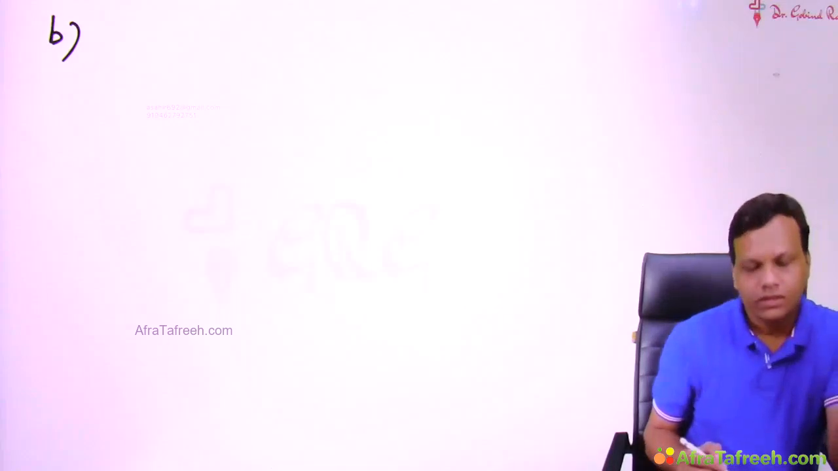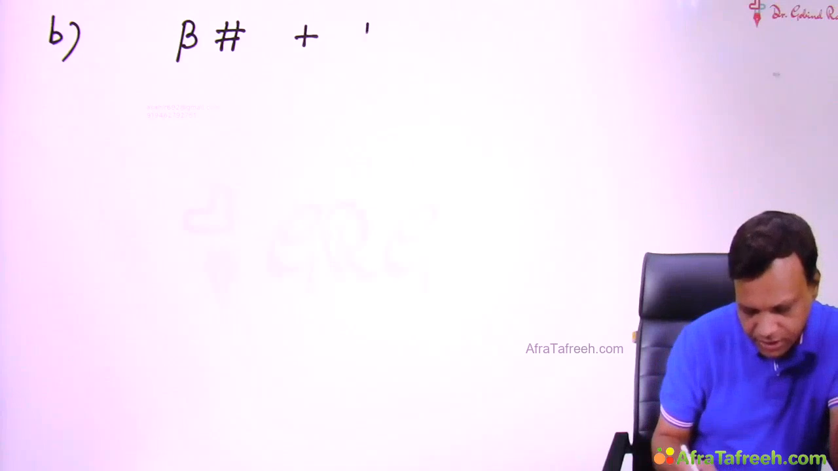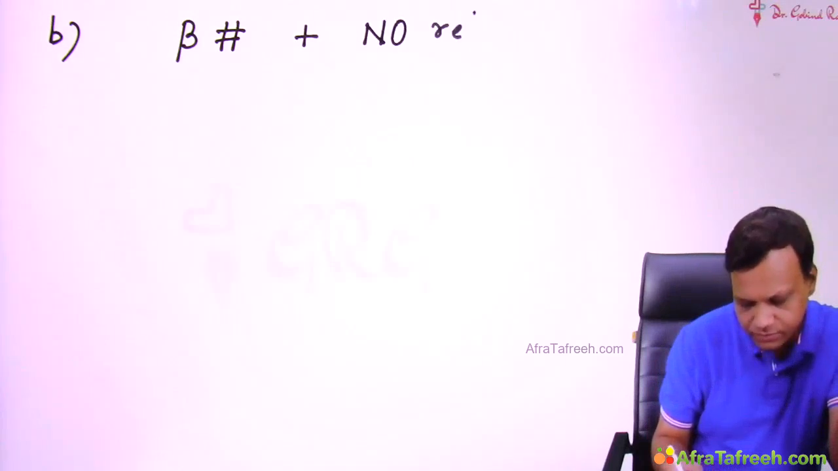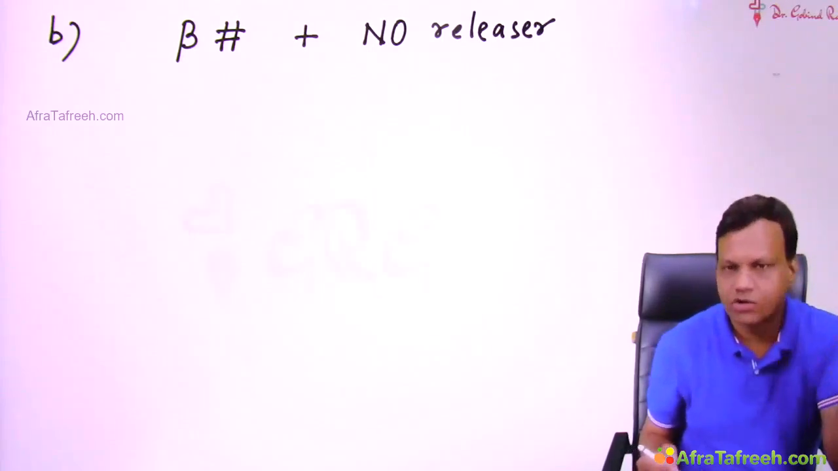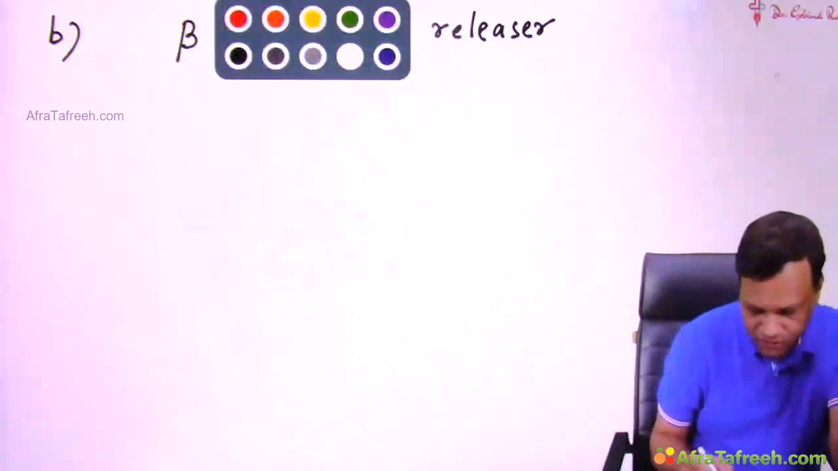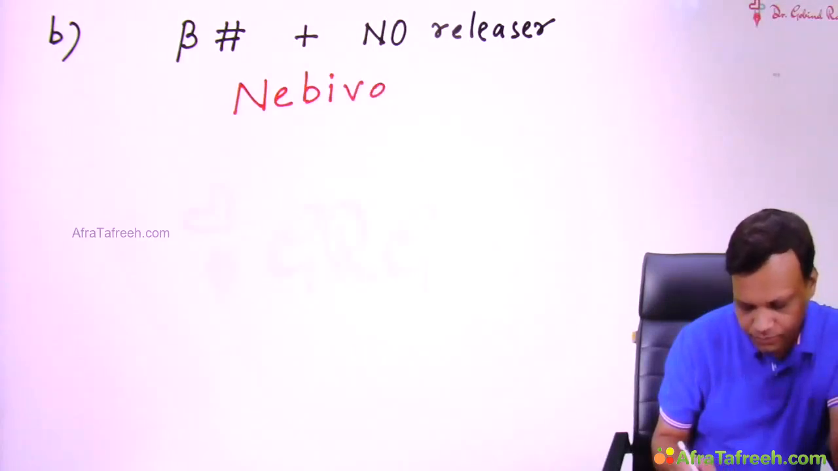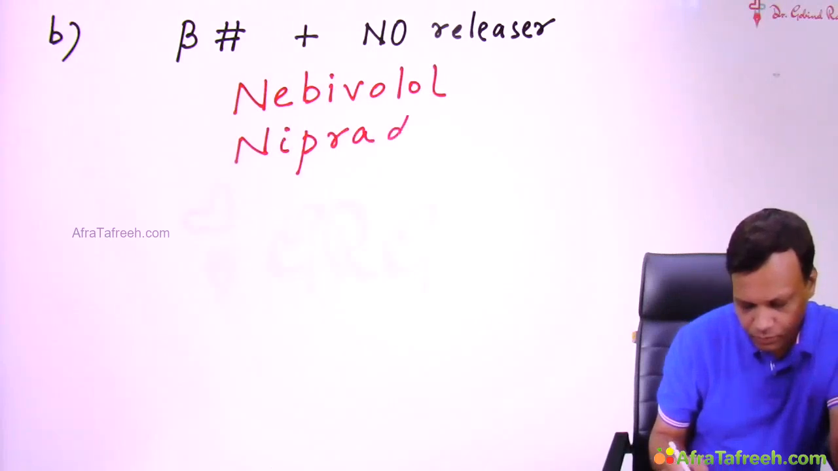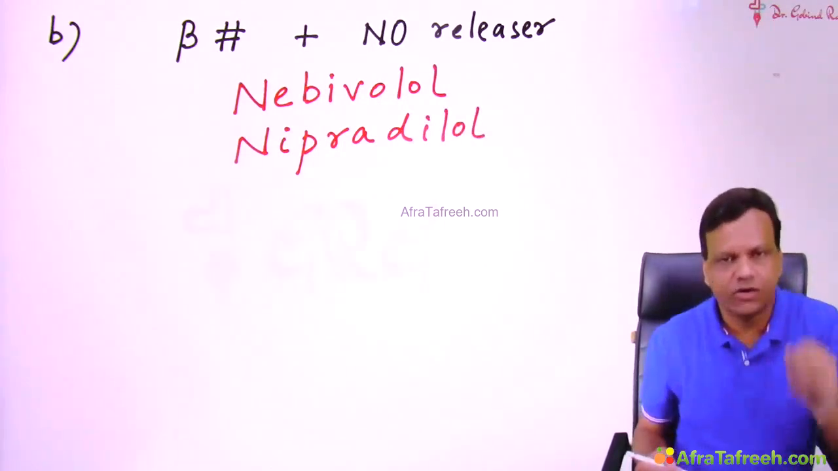Then the second mechanism of causing vasodilation: the drug may block beta receptors, but in addition, the drug releases nitric oxide. You know, nitric oxide is a powerful vasodilator. So if a drug releases NO, it can cause vasodilation. And the beta blockers which release NO include nebivolol and nipradilol. Nebivolol and nipradilol act by releasing nitric oxide.